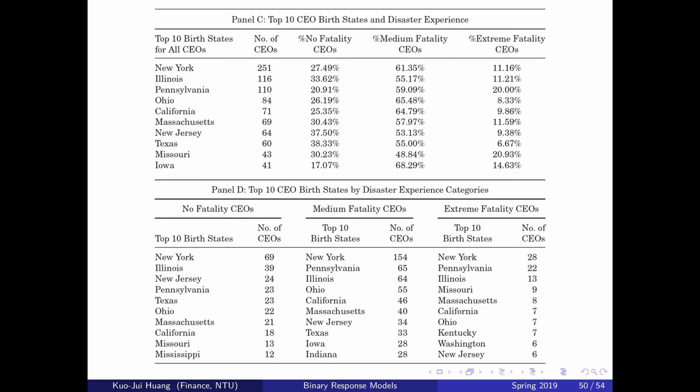Panel C of this table shows the top 10 CEO birth states and the disaster experience. As you can see, most CEOs are born in New York. And among the CEOs born in New York, 27% do not have any fatality experience, 61% have median fatality experience, and 11% have extreme fatality experience. So there is considerable variation in the disaster experiences of CEOs from the same birth state.